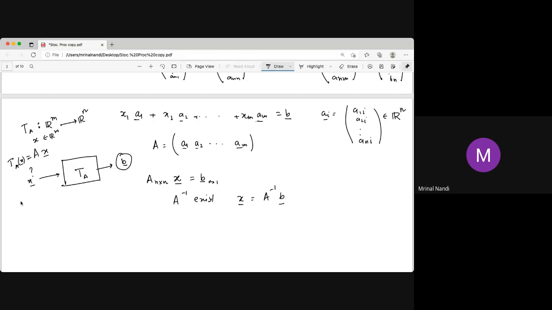If you know the output, how do you know the input? Whether this input exists or not. This whole thing is the concept of whether a function is onto or injective.